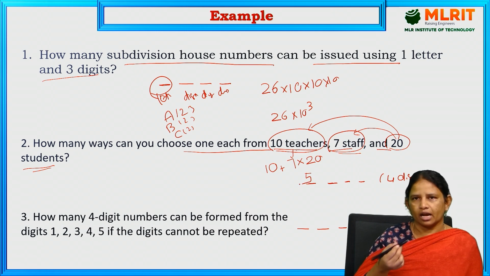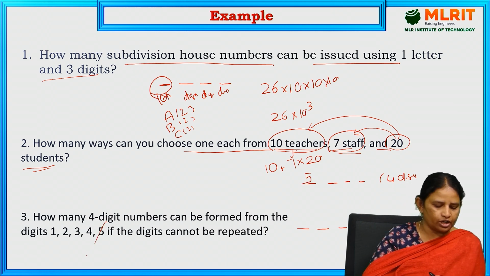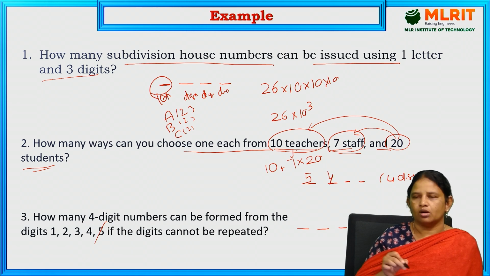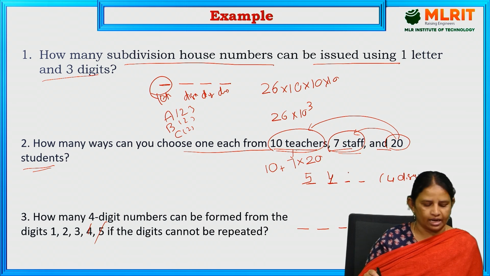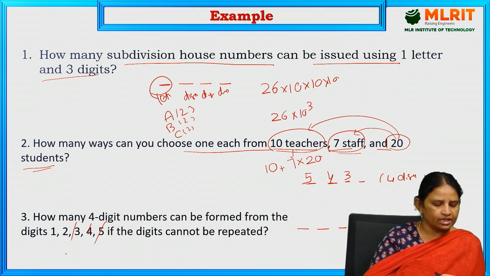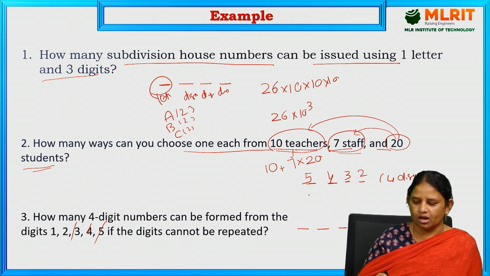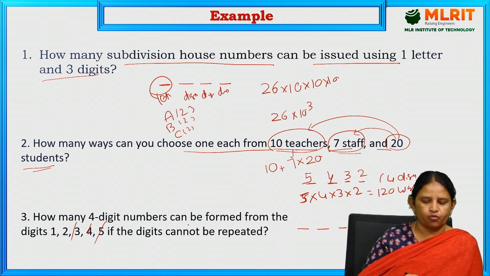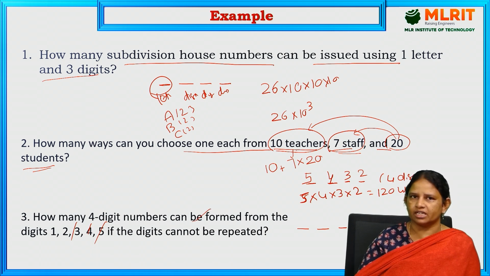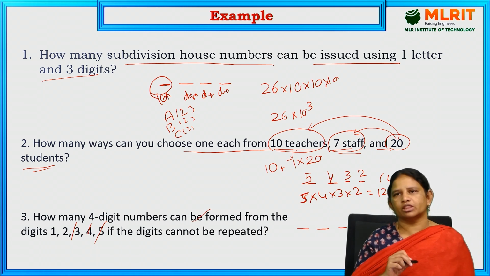Not repeated means the next one, 5 is already used, remaining 4. Next, 4 is already used, don't use the same digit again, so 3 ways. After 3 is already used, you can use 2. That means 5 into 4 into 3 into 2. 5 4 is 20, 20 3 is 60, 60 into 2, 120 ways. 120 ways we can form the 4-digit number from the digits without repetition.